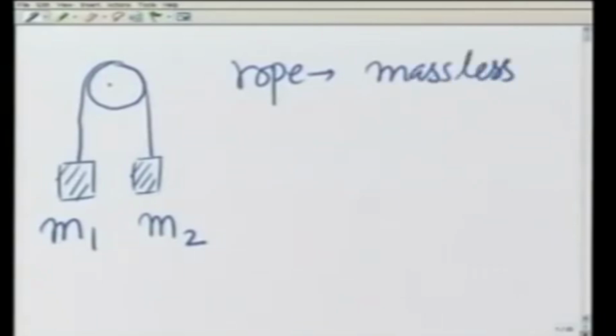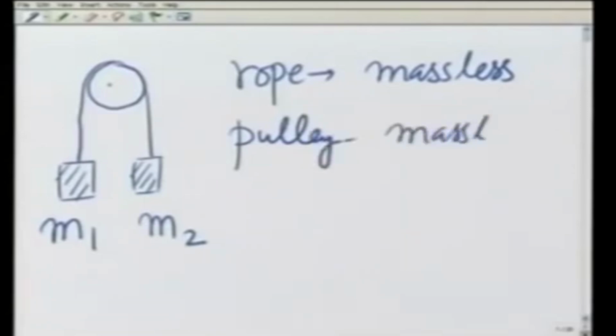Let us now look at the second example of constrained motion that I considered earlier, and that was the Atwood's machine, in which 2 masses are tied on a string that is passing over a pulley that is massless and frictionless, and so is the string. So let us write again. This is mass m1, this is mass m2, rope or the string is massless for simplicity, and pulley is massless as well as frictionless.